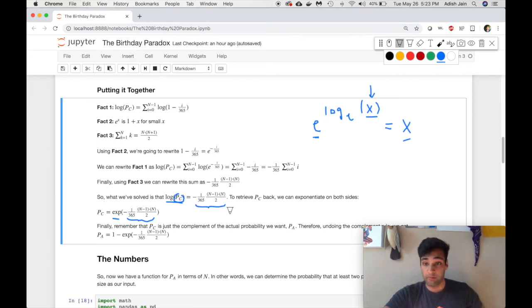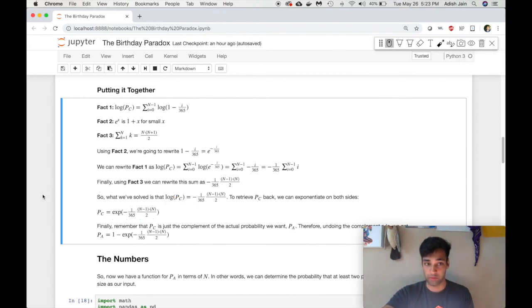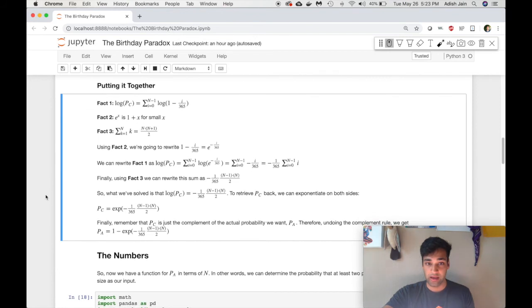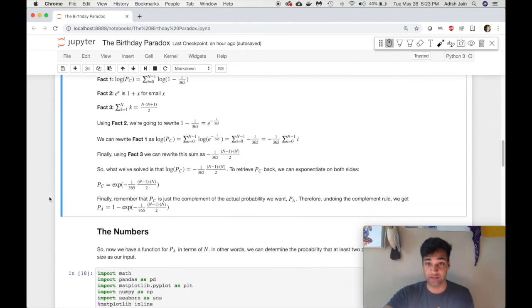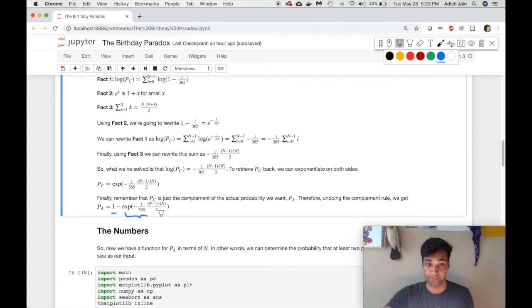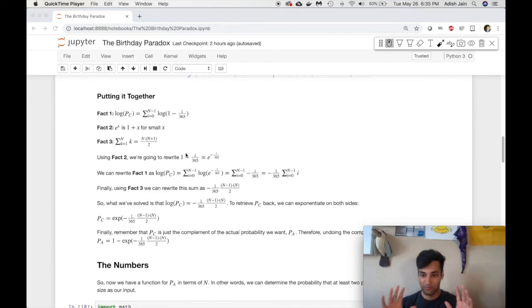So now we have a solution for PC, and now we just need to do one last step to get to PA. Remember, PC was the complement probability in that probability space. So 1 minus PC is going to get us PA, which is the probability that at least 2 people share a birthday, right? And so we can do that last little bit right here, and we see that PA is actually just then 1 minus PC, right? Where PC we calculated to be this whole thing. Hopefully, all that math kind of sits well with you.